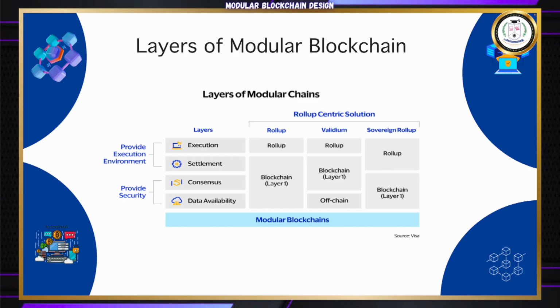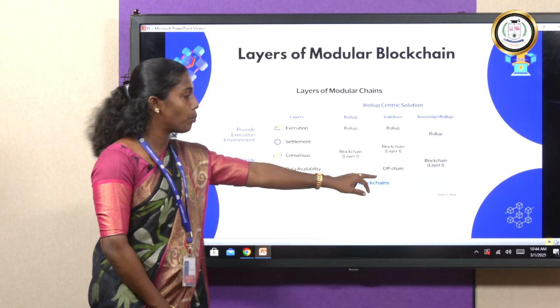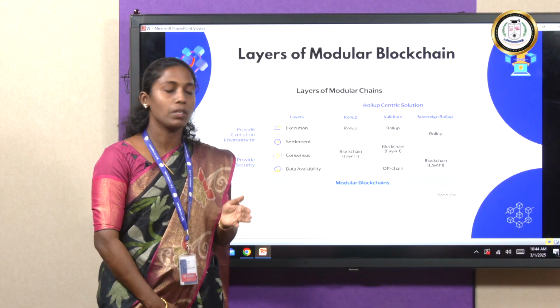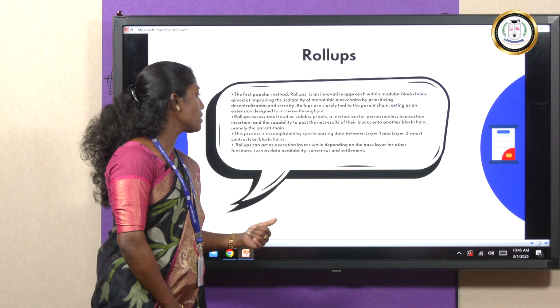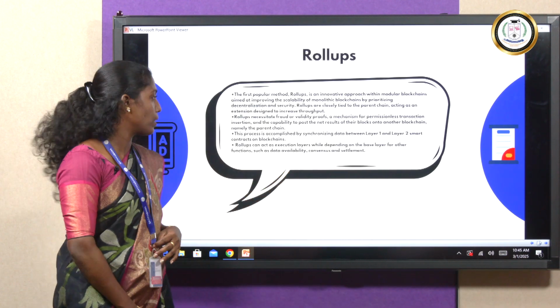And the sovereign rollup is another variant of the rollup, where we have the consensus and data availability in layer 1, and the rollup takes place in both the execution and settlement layers. So this is what rollups do: they bundle up multiple transactions into a single batch and send the results to the base layer. Rollups can also act as the execution layer, while depending on the base layer for other functions.